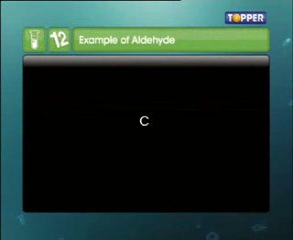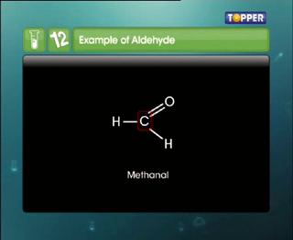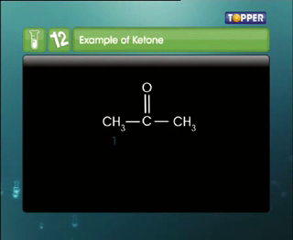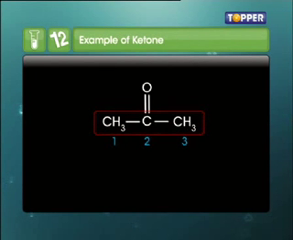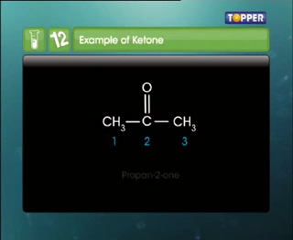So let's take a look at some examples. Consider the aldehyde HCHO. Since the longest carbon chain contains only one carbon atom, it is named methanol. A good example of ketones is CH3COCH3. Here, the longest carbon chain contains 3 carbons and the carbonyl group is present on the second position. Hence, the name propane 2-ol.